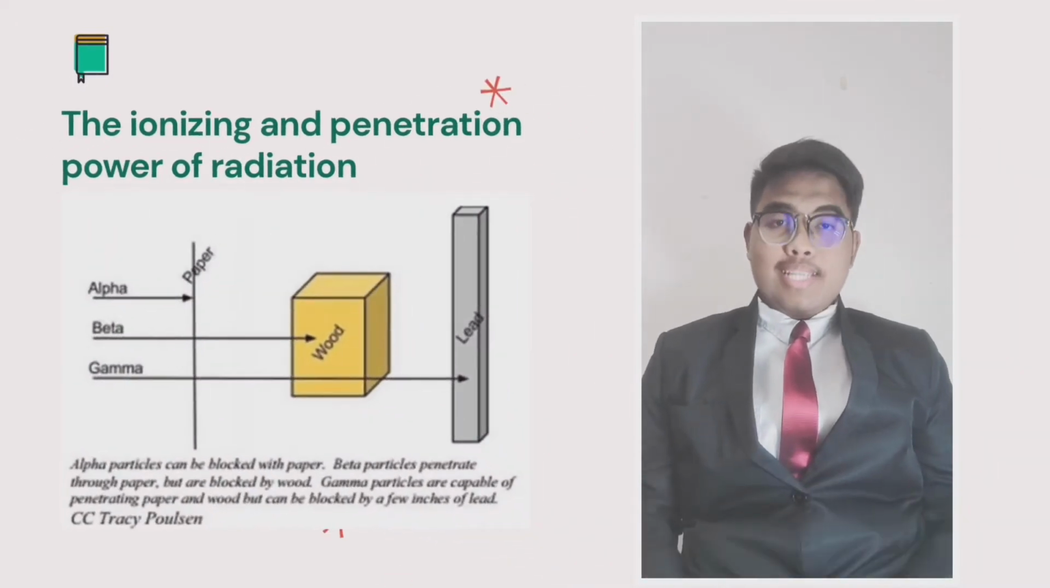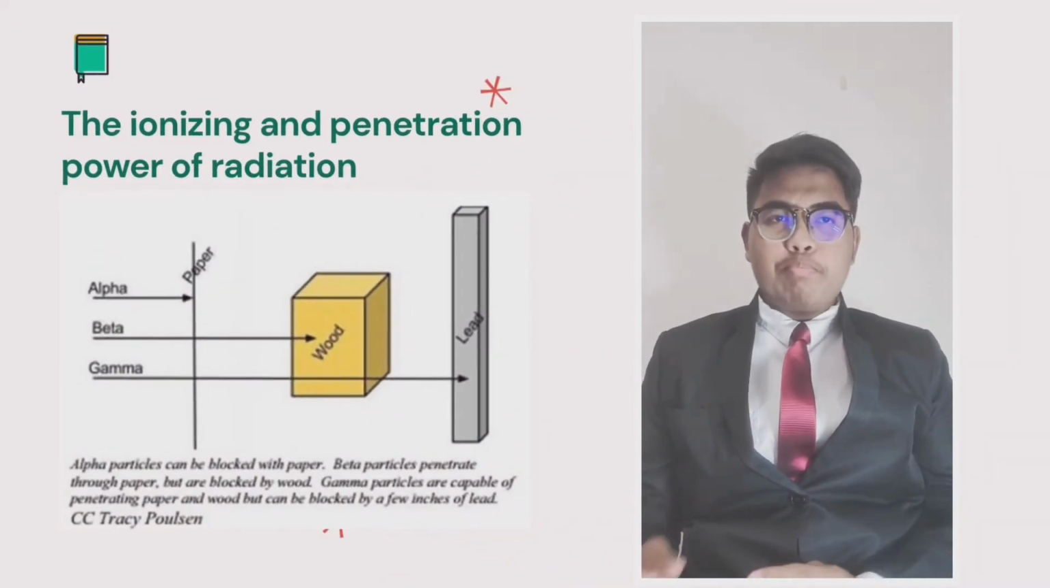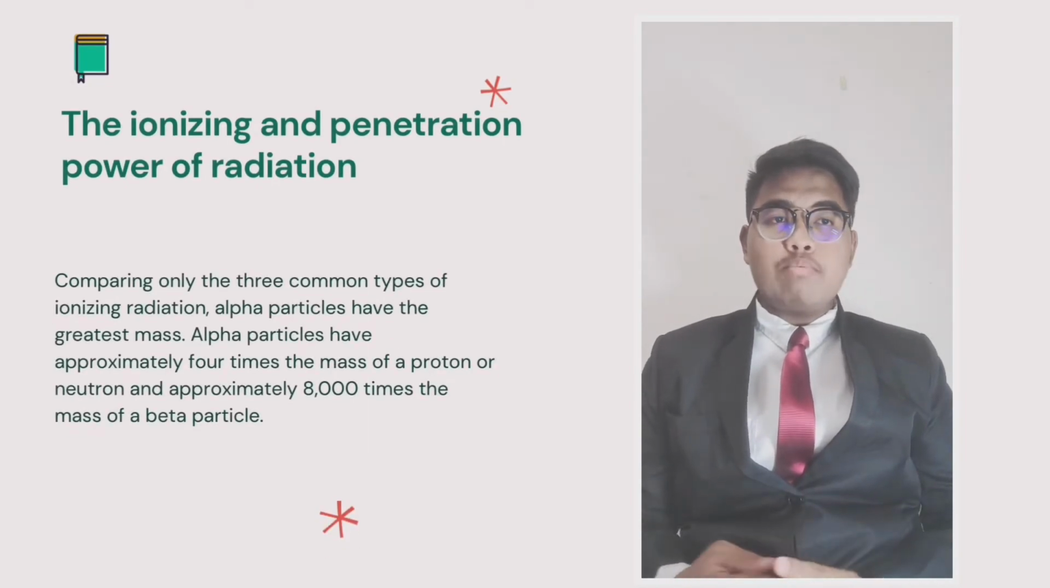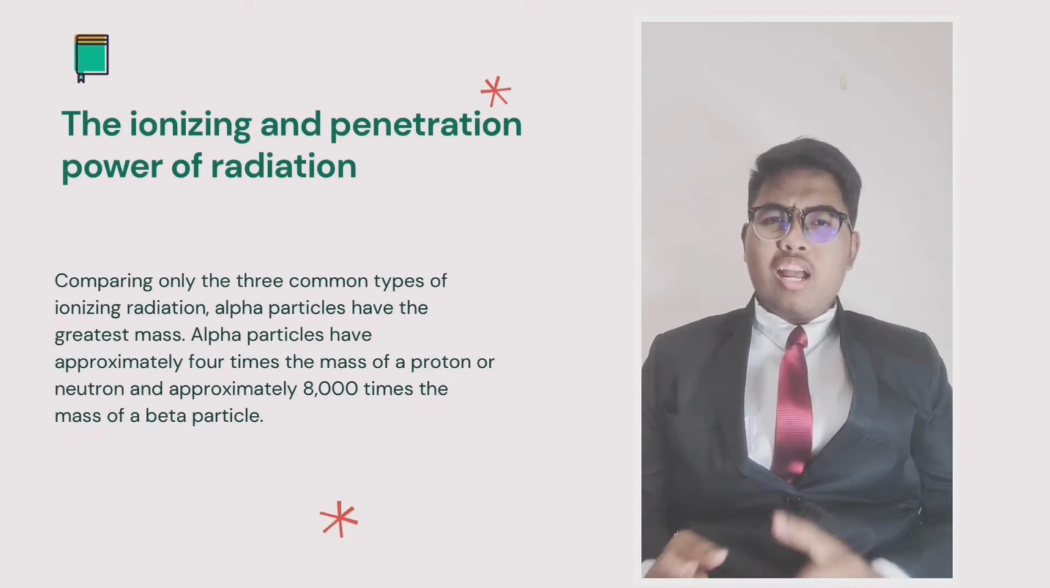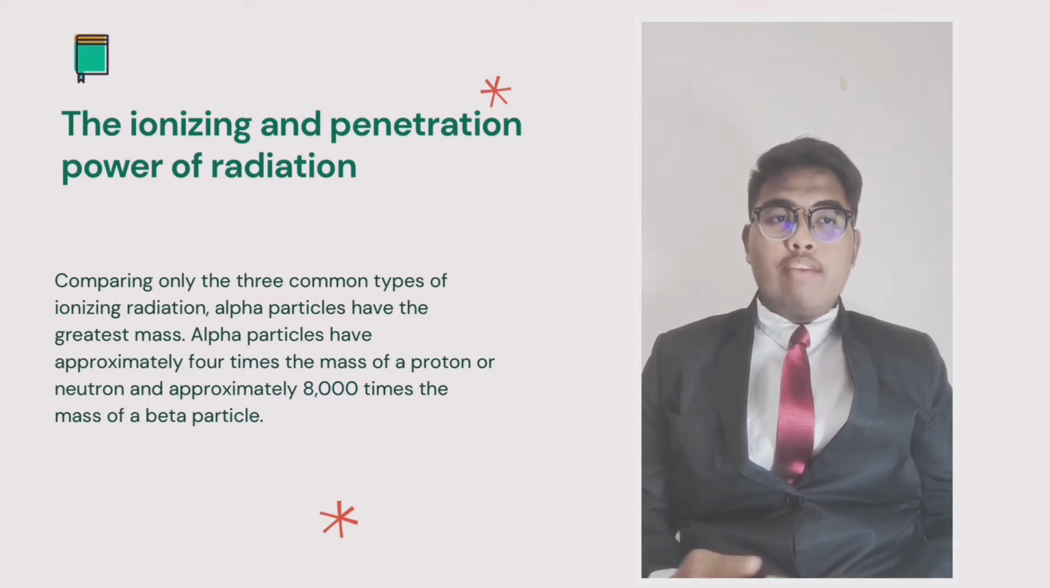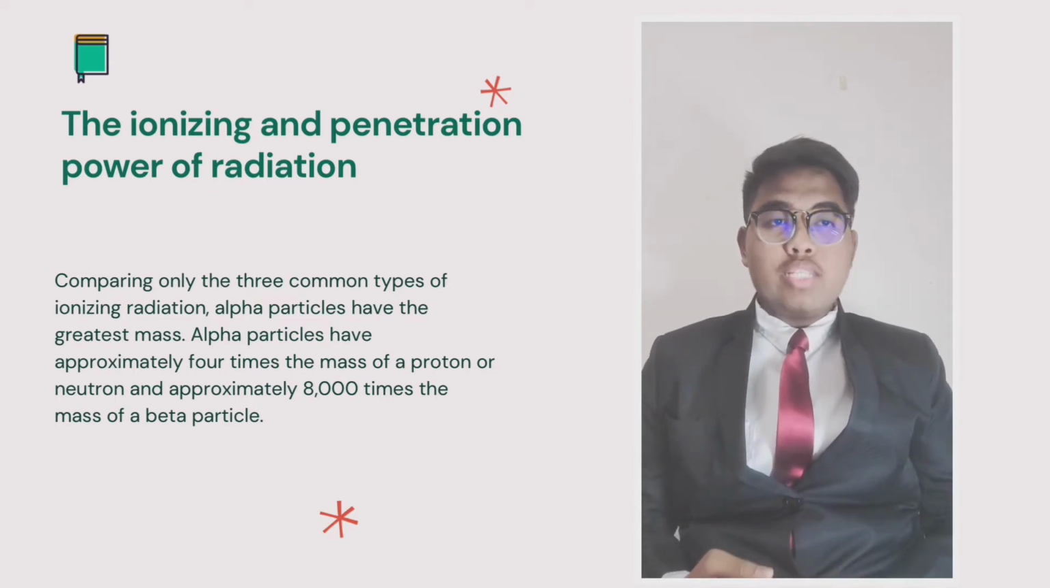The next is the ionizing and penetration power of radiation. By comparing only the three common types of ionizing radiation, alpha particles have the greatest mass. Alpha particles have approximately 4 times the mass of a proton or neutron and approximately 8,000 times the mass of a beta particle.